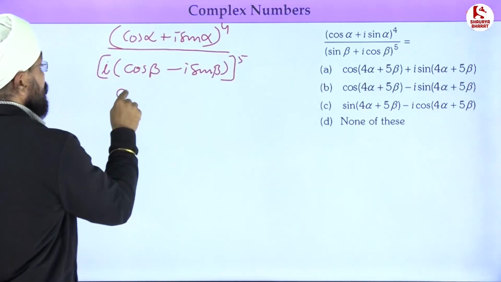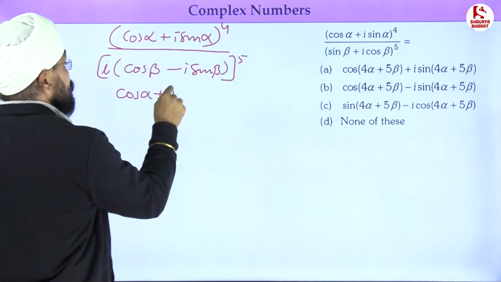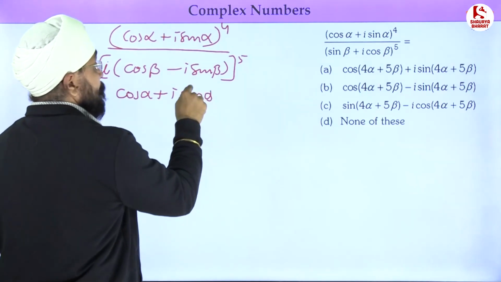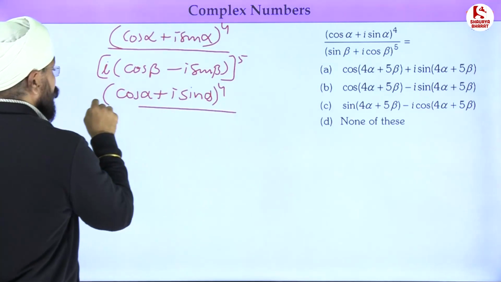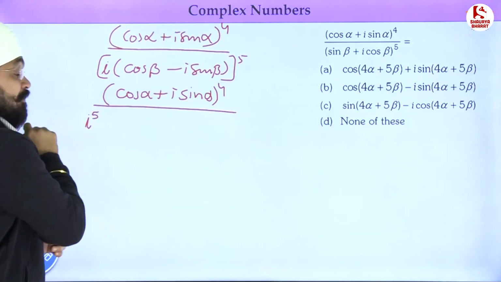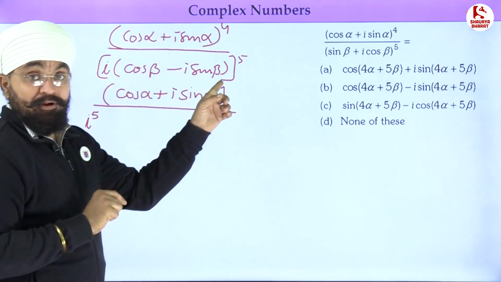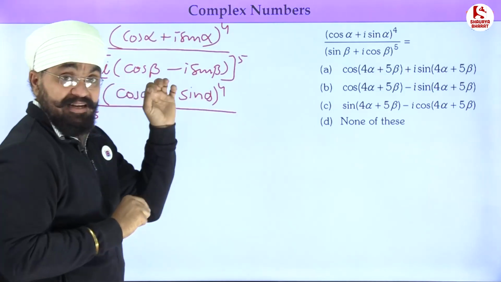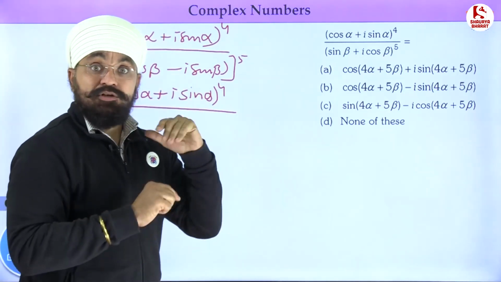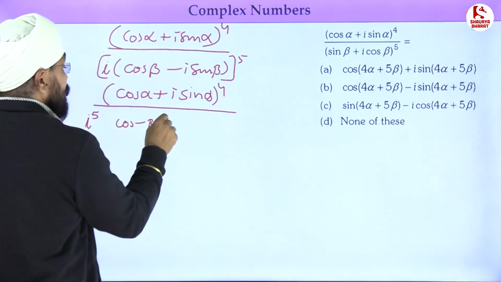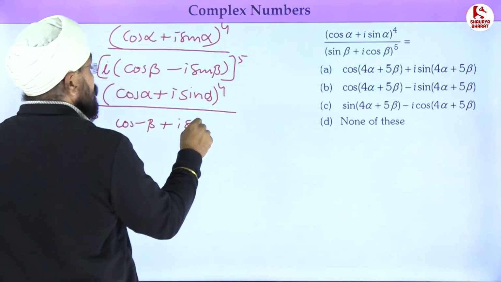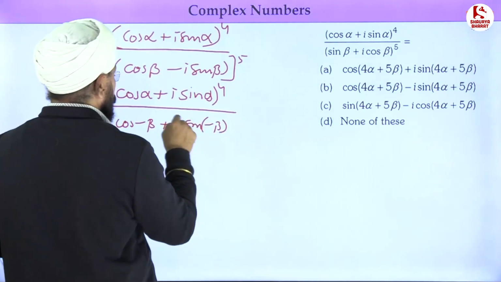So as we can see, I'm not going to apply the theorem, but I'm just simplifying this part. We'll have 4 in the numerator, and in the denominator we have iota to the power 5, and this one is in the polar form where cos has a plus sign, sin has a minus sign. So take that minus inside. So this will be cos of minus beta plus iota sine of minus beta.